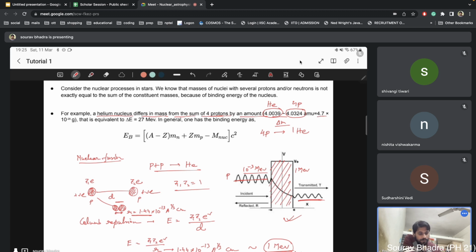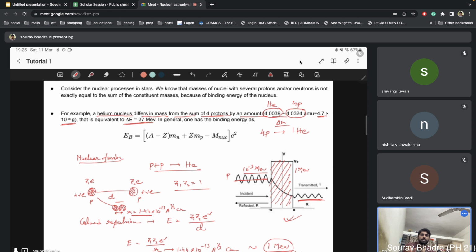So delta m is 4.7 times 10 to the power minus 26 gram, and if you multiply it with c square, it will give you 27 MeV energy. So that means 4 protons have been... I will tell you the steps of proton to helium in the next class. Today I will not tell that.